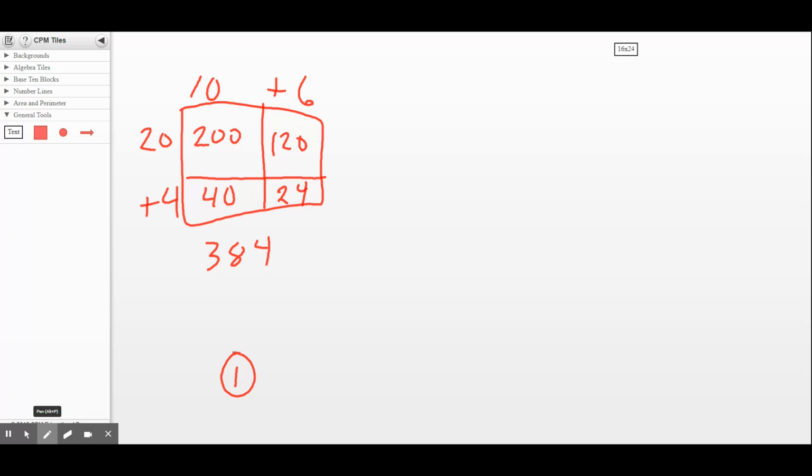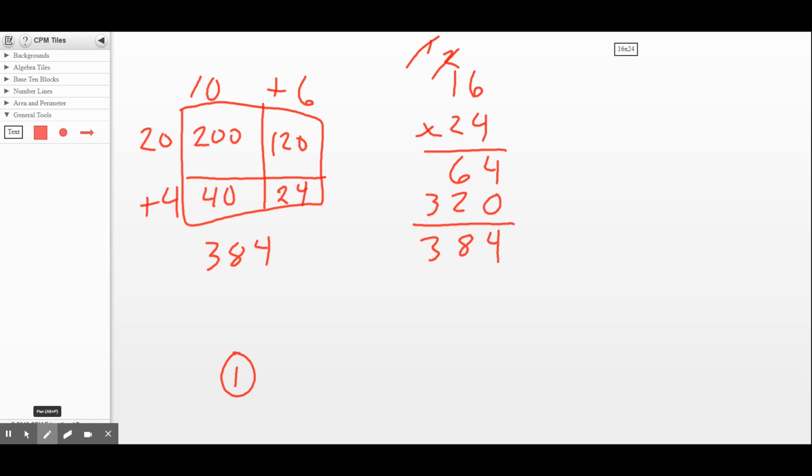Another way that someone may solve this is by solving it in a vertical format, 16 multiplied by 24. And it might sound something like this. 6 multiplied by 4 is 24. 1 multiplied by 4 is 4, plus 2 is 6. Put a 0. 6 multiplied by 2 is 12. 1 multiplied by 2 is 2, plus 1 is 3. 3, 8, 4. We'll call this method 2.